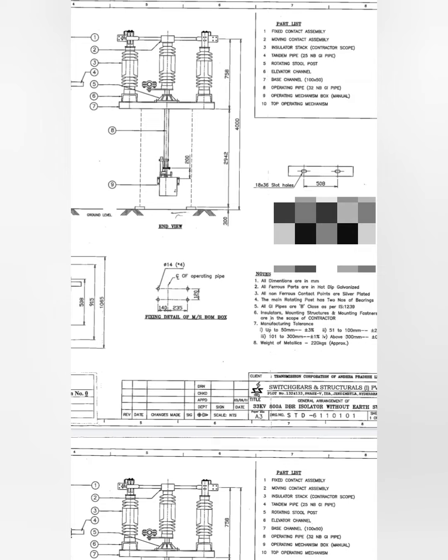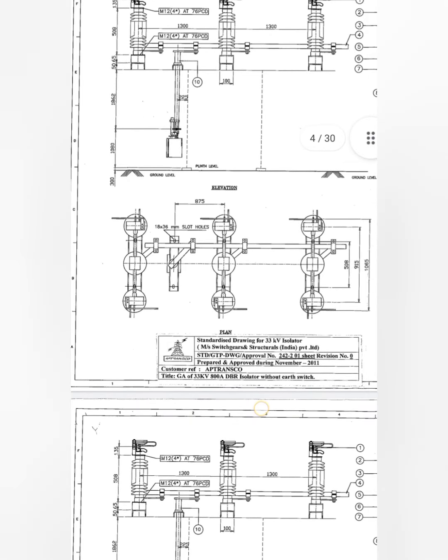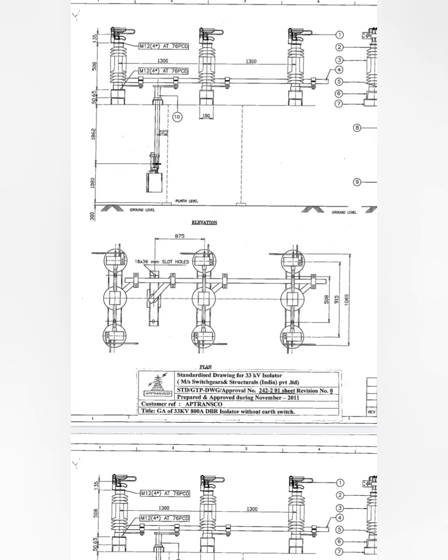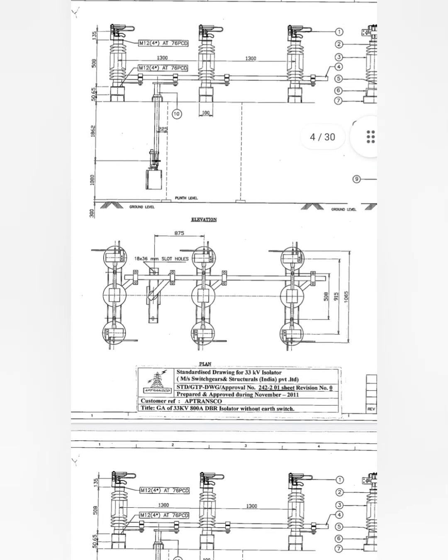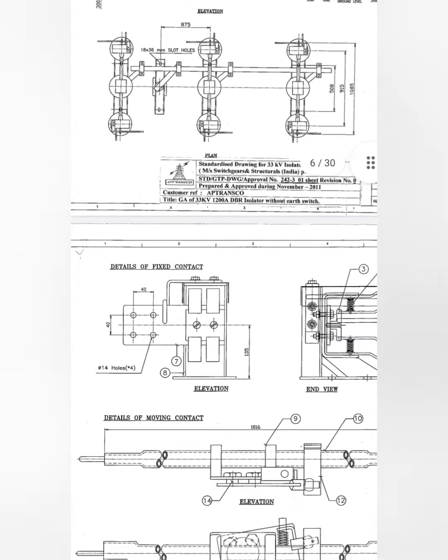Here the main parts are: first is your fixed contact, second is your mobile contact, third is your insulator stack, fourth is your pipe, fifth is your rotating stack post, sixth is your elevator channel, seventh is your base channel, eighth is your operating pipe, ninth is your operating mechanism box, and the last one is your top operating thing, which means the top connectivity. The clearance level of each face to face isolator is also given.